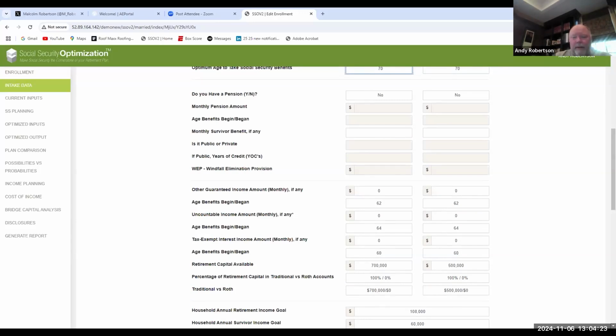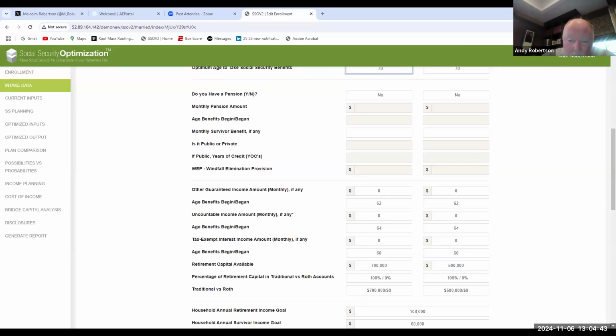But this tool is designed to be a client engagement tool for you to show somebody in real time, after explaining to them the value of Social Security optimization, or in this case, asset optimization, and how it can really help them build a better, more fortified plan for less capital.